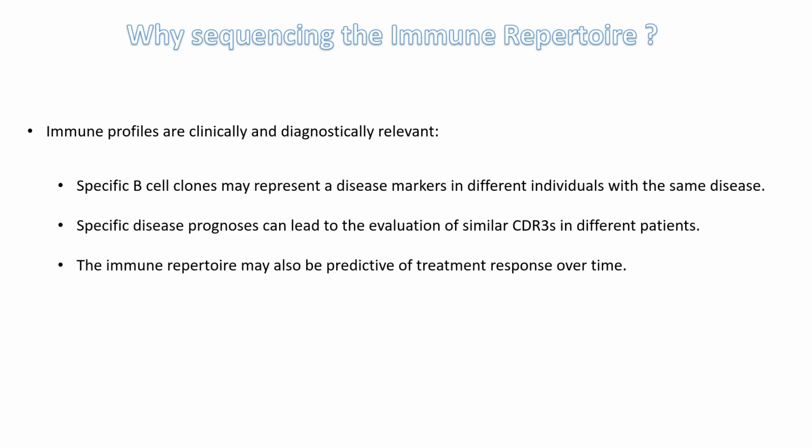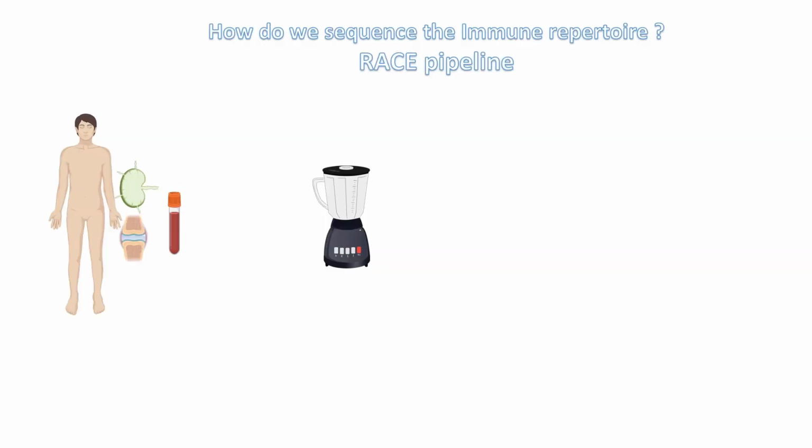Specific B and T cell clones may represent a disease marker in different individuals with the same disease. Specific disease prognosis can lead to evaluation of similar CDR3s, and may also be predictive of treatment response over time. With my project, we developed a new pipeline suitable for immune repertoire sequencing called RACE.